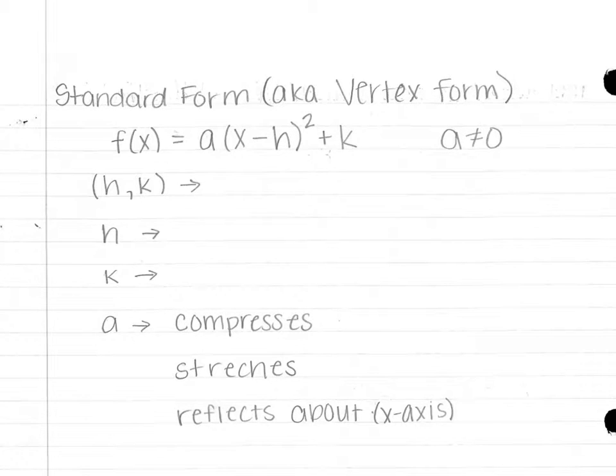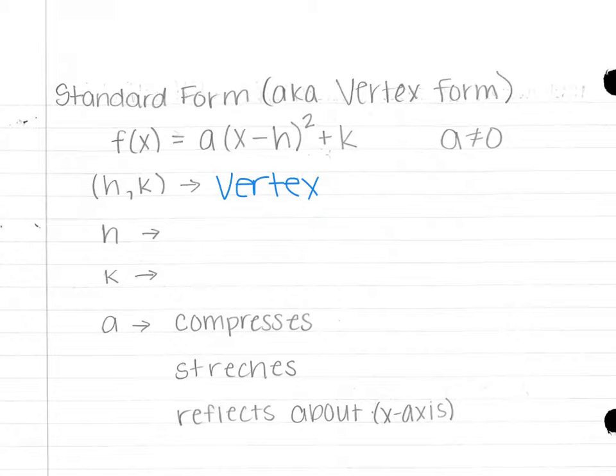Right, so we can represent quadratic functions as f of x equals ax squared plus bx plus c. However, the standard form, which is also known as the vertex form, is f of x equals a times the quantity x minus h squared plus k. And in this particular form, we can actually gather a lot of information about the graph of the parabola. So (h, k) is our vertex. So this is the location of our minimum or maximum value.